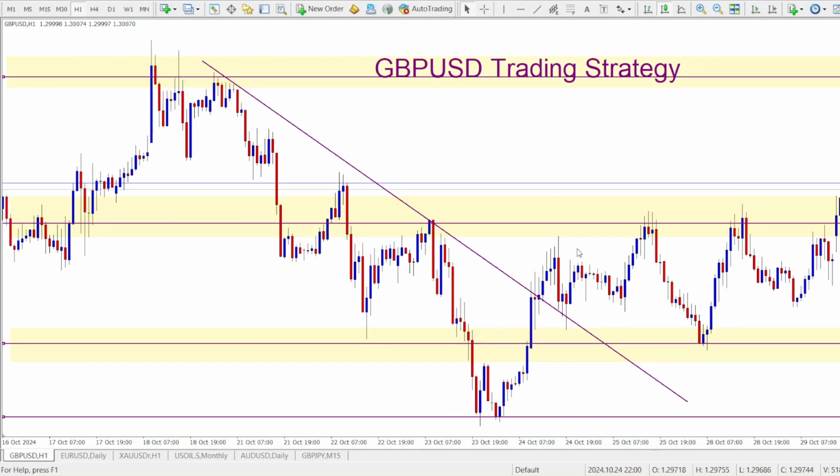So there you have it. It's a straightforward but powerful strategy for trading GBPUSD using pure price action. Take these tips, apply them to your own trading, and see how they work for you.